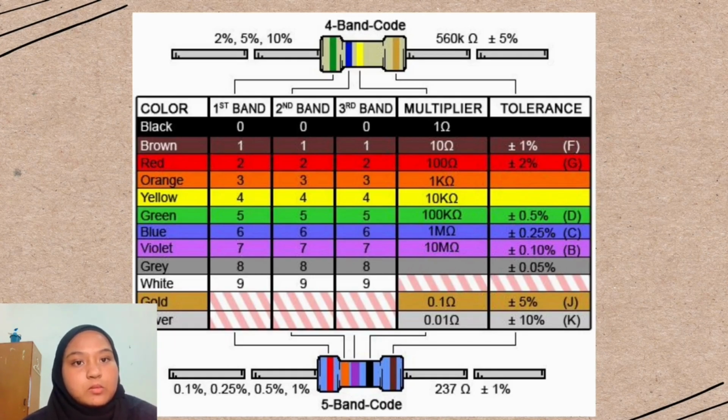We need to multiply the value of the green and blue strips with 10 kilo ohm, which gives us 560 kilo ohm. Last, the tolerance strip is gold, which is a value of plus or minus 5%. The total value of the resistor is 560 kilo ohm plus or minus 5%.